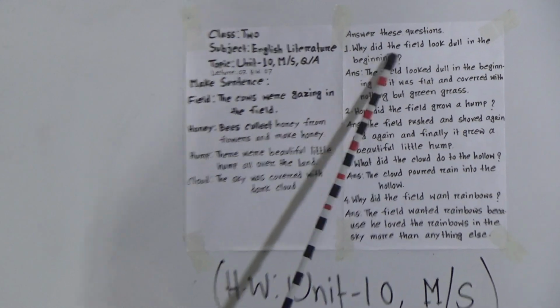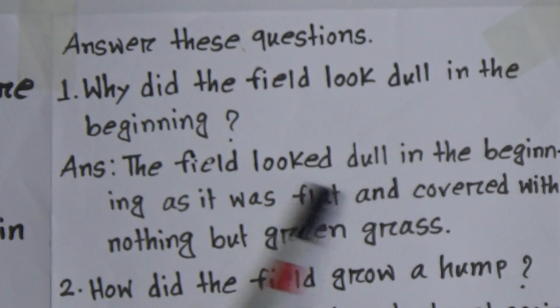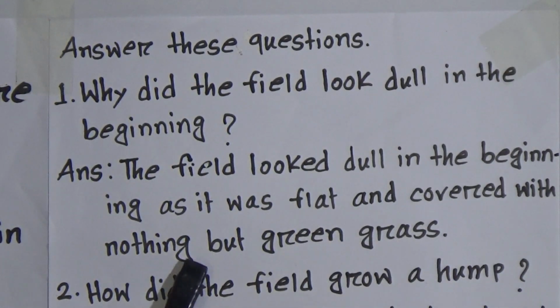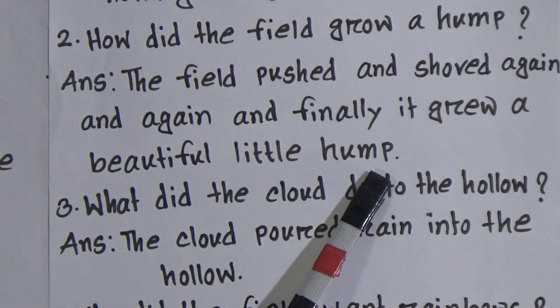Number 1, why did the field look dull in the beginning? The field looked dull in the beginning as it was flat and covered with nothing but green grass. 2, how did the field grow a hump? Answer, the field pushed and shoved again and again and finally it grew a beautiful little hump.